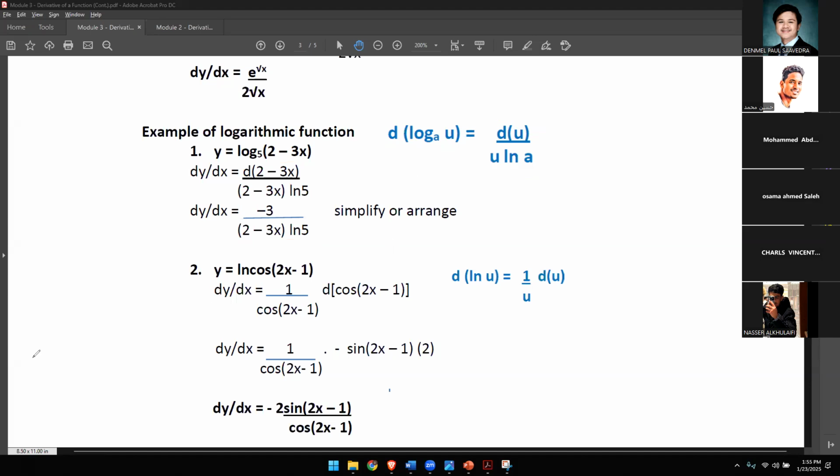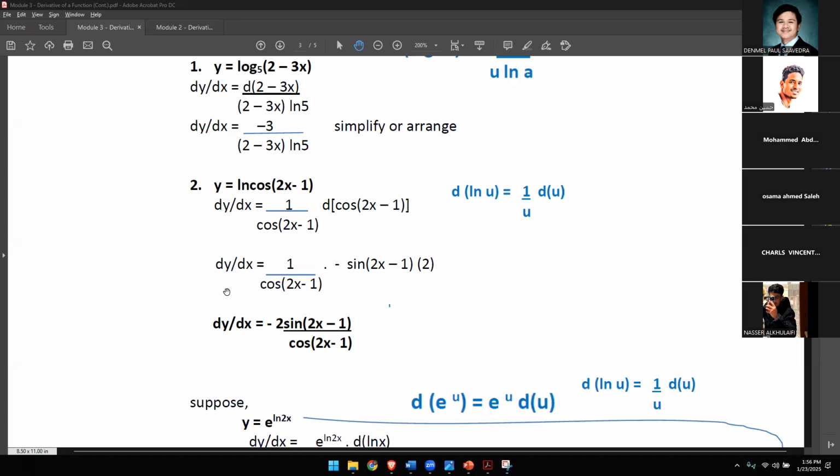All right. So let's proceed to number two. We have here y is equal to ln of cosine 2x minus 1. So we have ln in here, and then the rest is already a function. We have the ln, and then the u is cosine 2x minus 1. So if that is the case, just use this formula. So dy over dx is equal to 1 over u, where u is cosine 2x minus 1, and then times the derivative of your u, which is cosine 2x minus 1.